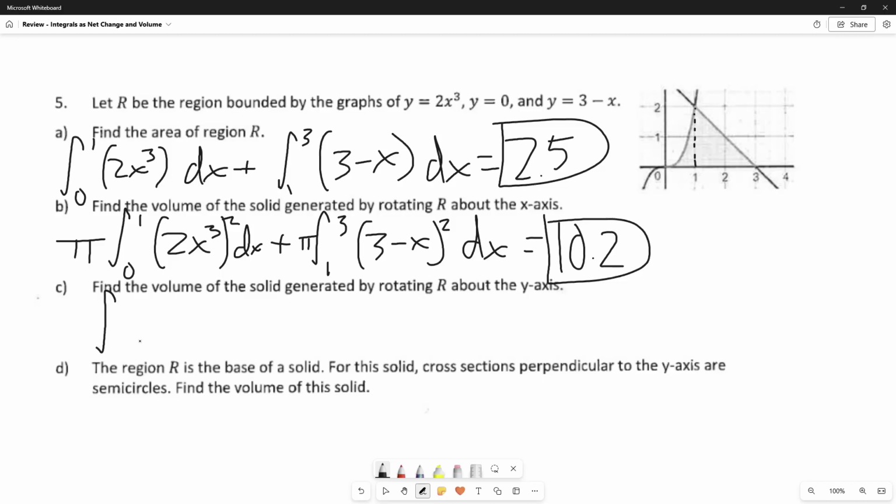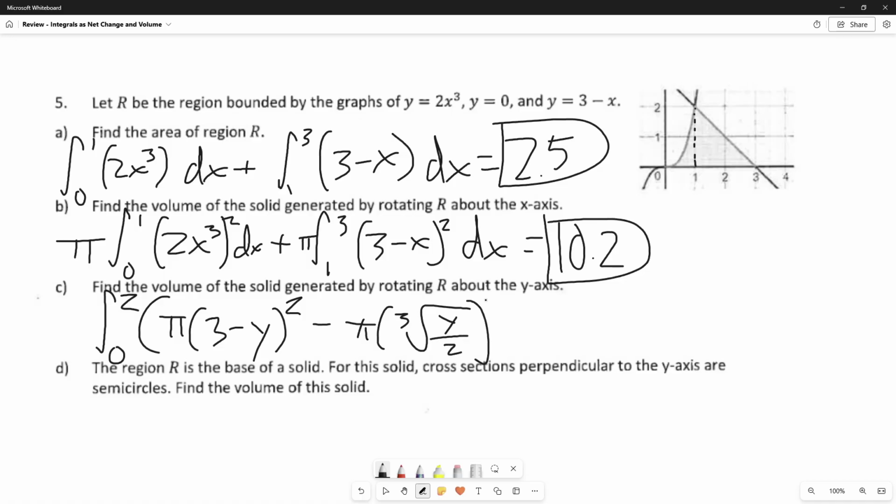So our bounds are going to be 0 to 2, just by looking at the graph, of pi r squared. And the first one, the large one, is going to be y equals 3 minus x, but in terms of x, so x equals 3 minus y, squared. And then you subtract pi times the second one, the smaller one, squared. The smaller one, the one on the left, is 2 times x cubed. And in terms of x, that is cube root of y over 2. And then you square that, dy.